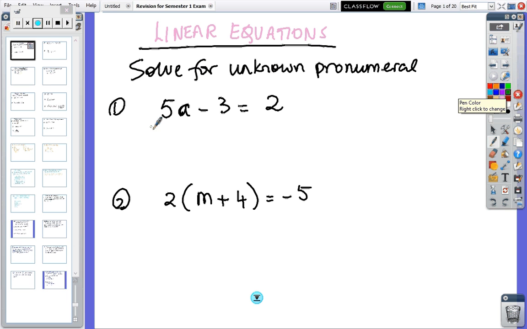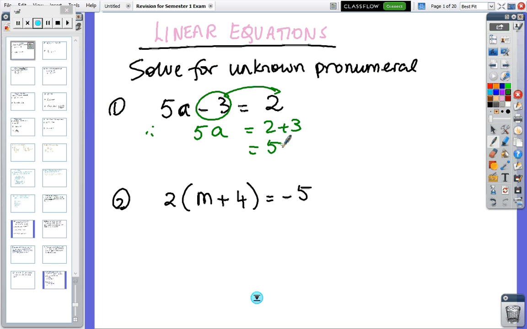Okay, so again, depending on how your teacher shows you, we've got to isolate the A. So the first step we do is going to move the -3 across. So it's going to be 2 plus 3 equals 5. And then to bring the 5 across, we'll divide. So the first answer is just 1. So A equals 1, which you can check in the original equation.